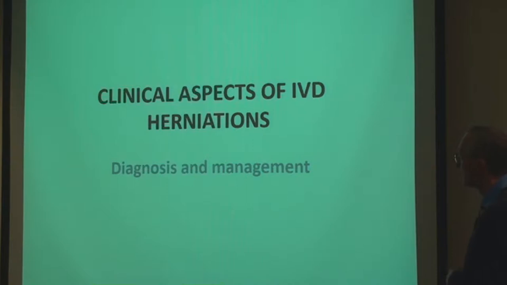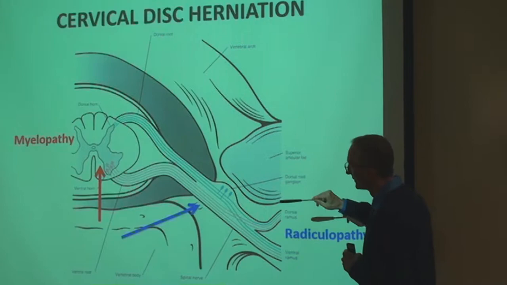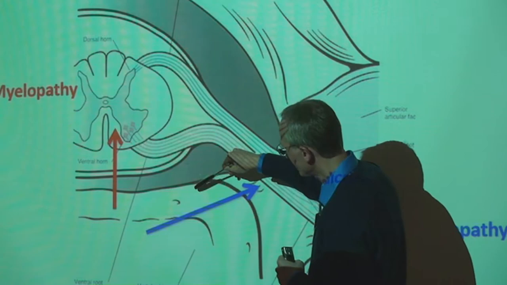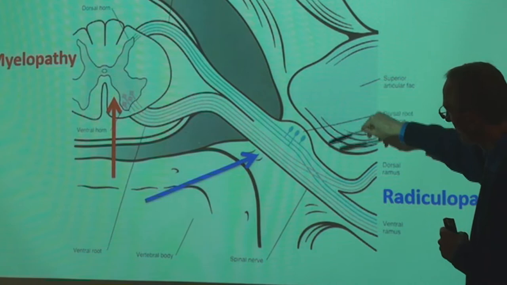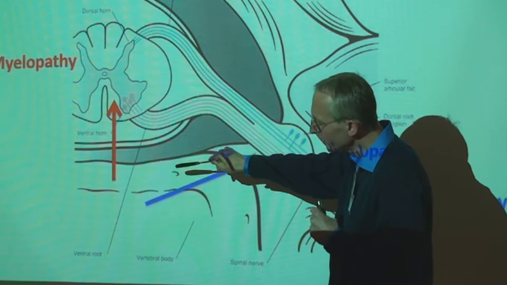Now, the clinical aspects of intervertebral disc herniation. Cervical spine. On this picture, I wanted to show the following. This is the spinal cord. This is dorsal. This is ventral. This is the vertebral body with the intervertebral disc. This is the nerve root coming through the intervertebral foramen, joining a spinal nerve, etc. When there is degeneration, fragmentation, and ultimately herniation of a fragment from the intervertebral disc here, the fragment can go in two directions.